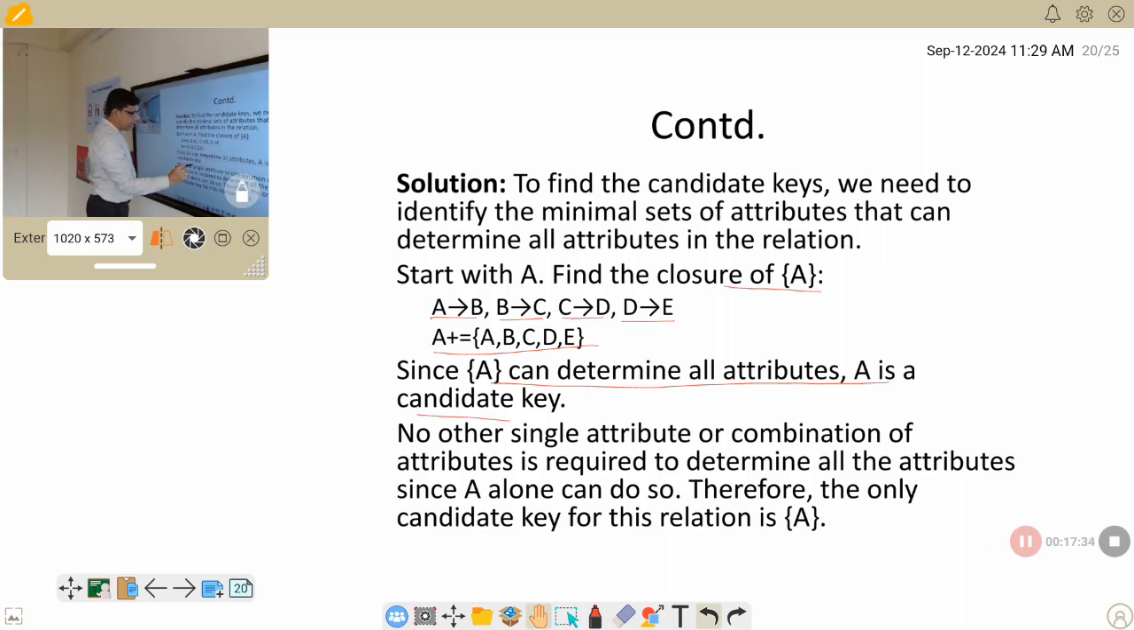A is a candidate key. No other single attribute or combination of attributes is required to determine all the attributes, since A alone can do so. Therefore, the only candidate key for this relation is A, because from A you can determine all other attributes, or you can say all other attributes are functionally dependent on A. So A is the candidate key of this table.